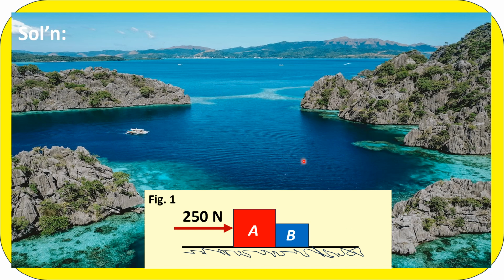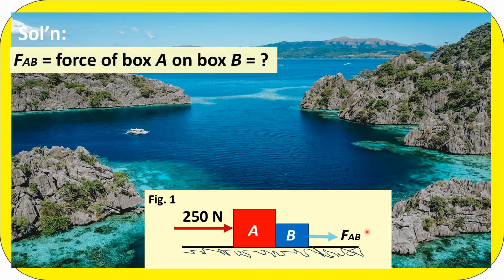So, how is the third law, the law of interaction, applied in the situation when the system is in a state of acceleration? We recognize that while accelerating to the right and while they are in contact with each other, box A is pushing box B to the right. And such force, labeled here as F sub AB, represented by the green arrow pointing to the right, is the force exerted by box A on box B.